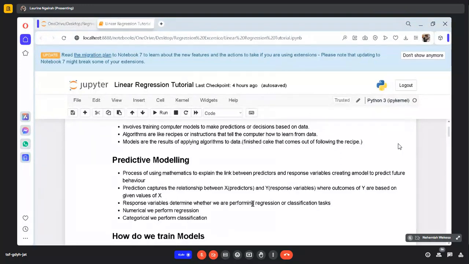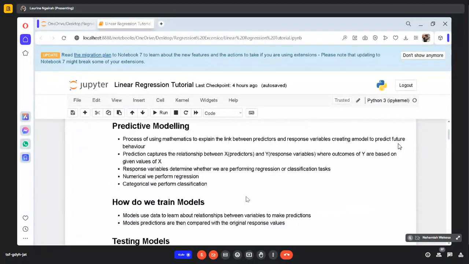Then we have an example of categorical values. For example, an individual's income may determine the level of education they may reach, whether high school, diploma, or degree. That's just an example. So you see, those are not numerical, they are categorical. I hope up to there I am clear. Are there any questions?